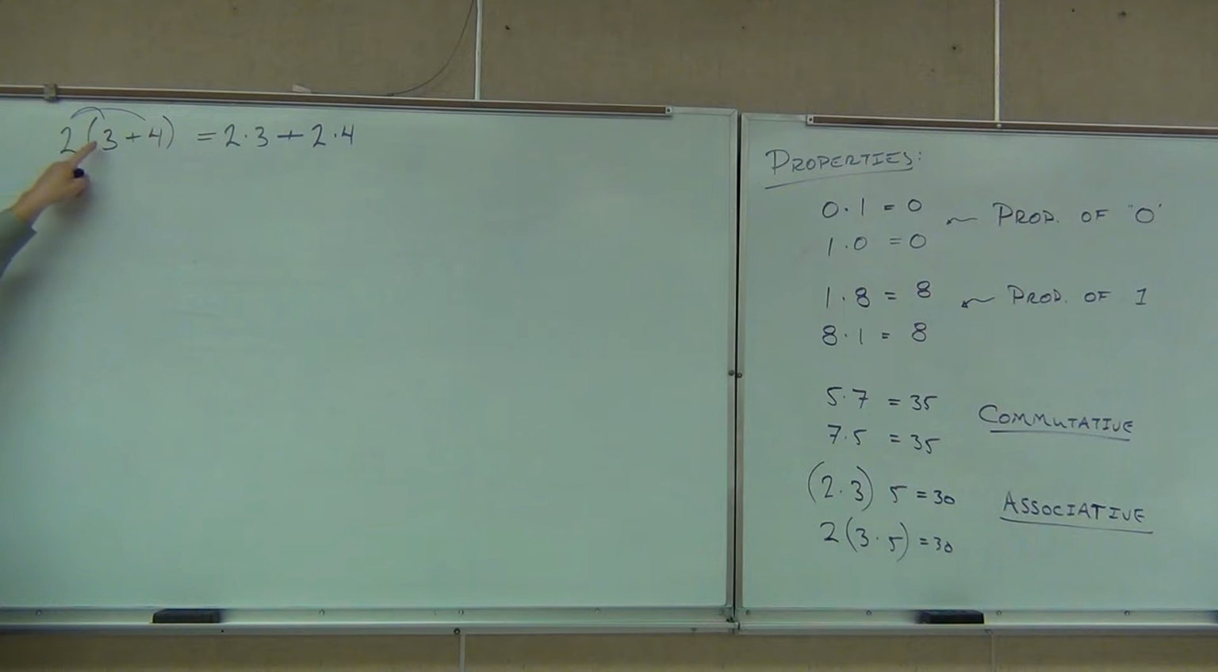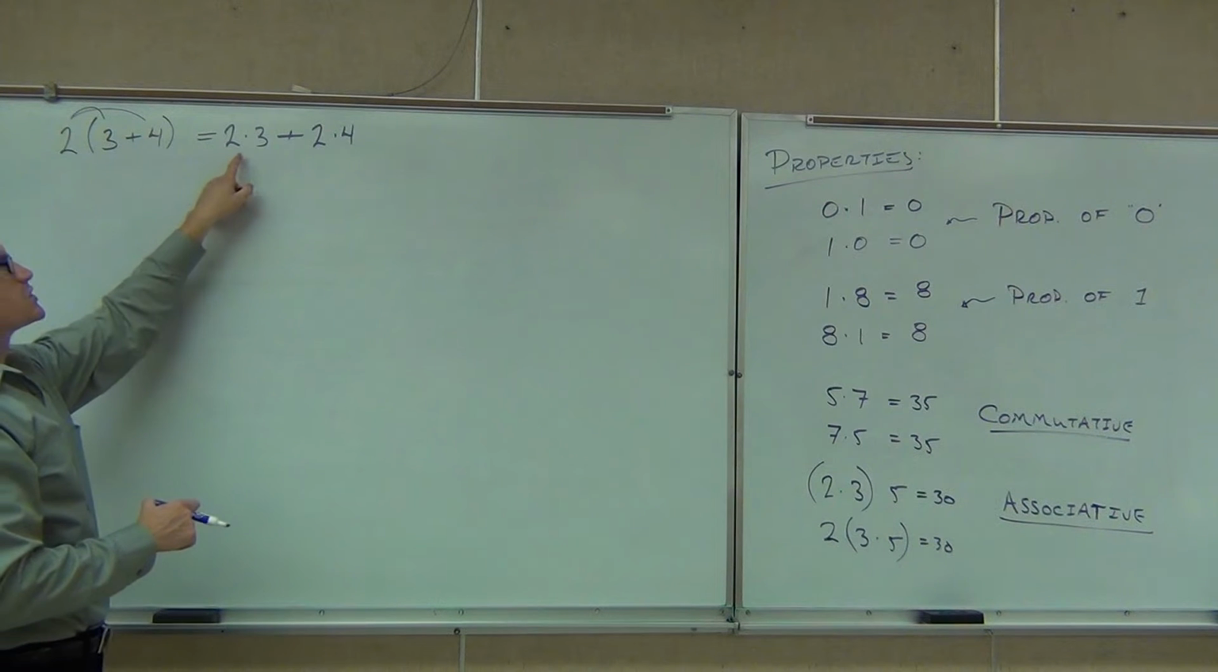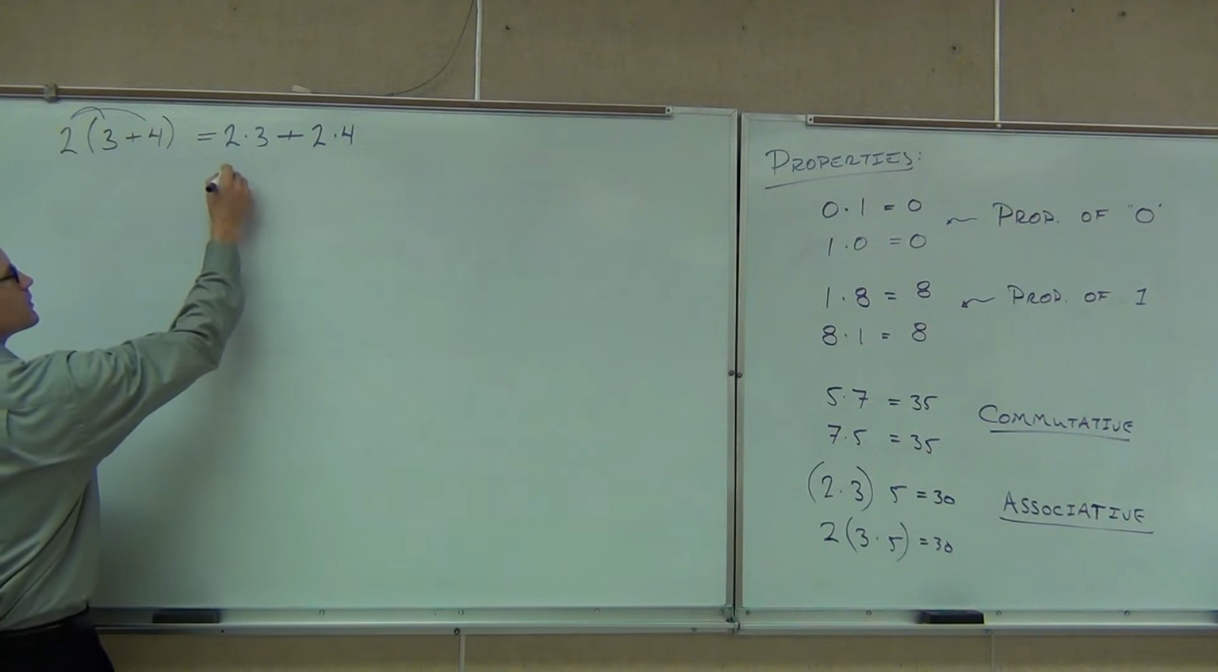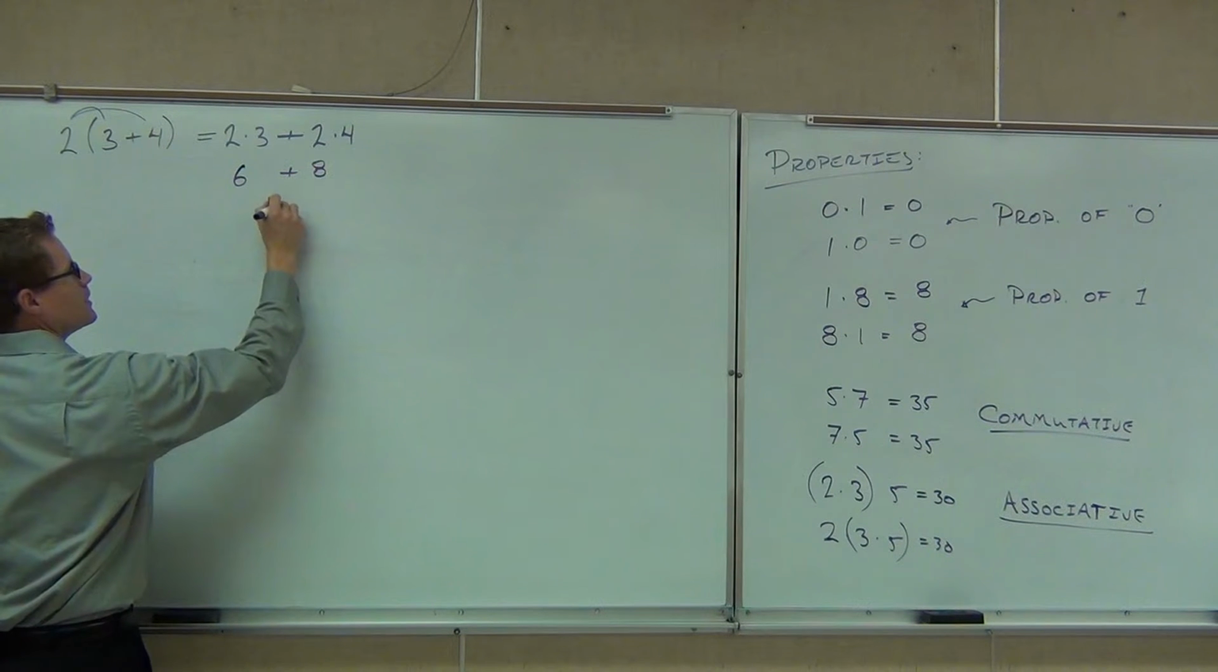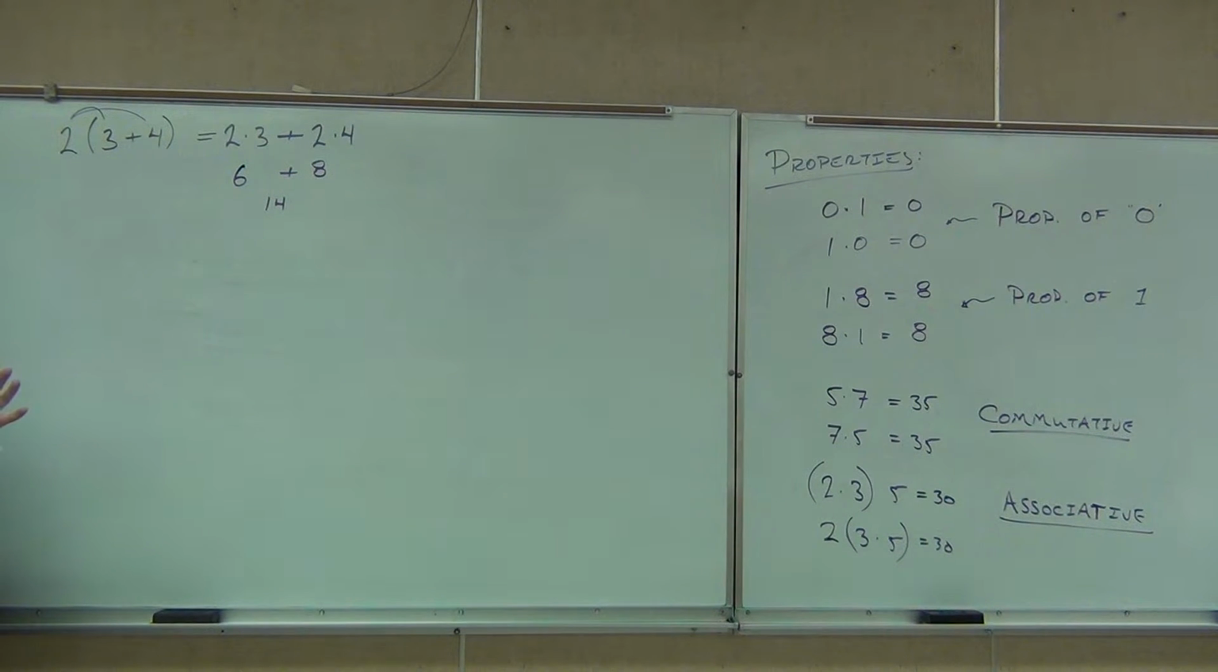The 2 gets multiplied by the first and the second number, and we're still adding them together. Let's see if this actually works, okay? How much do we get out of this one? 6 plus 8. How much is that? 14. Now let's do it the other way we should know how to do already.